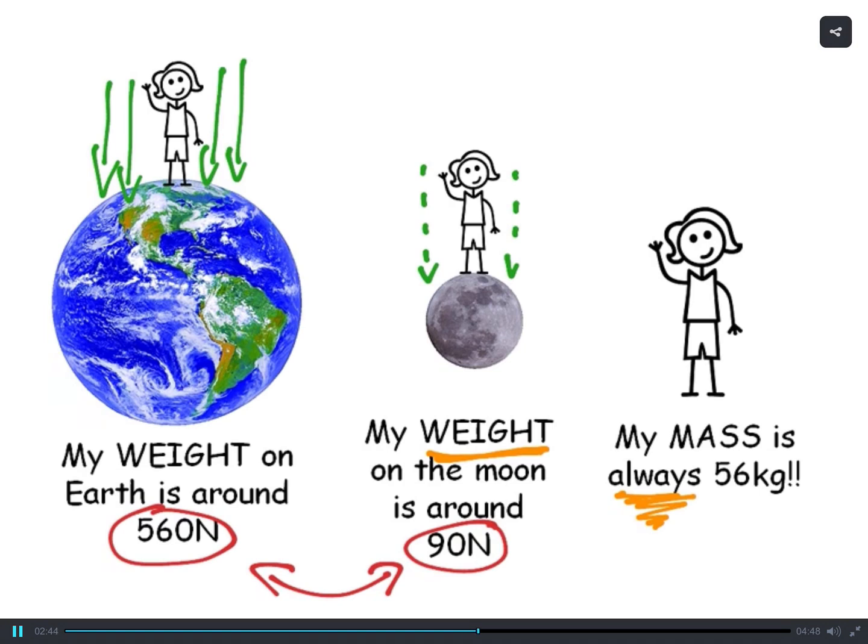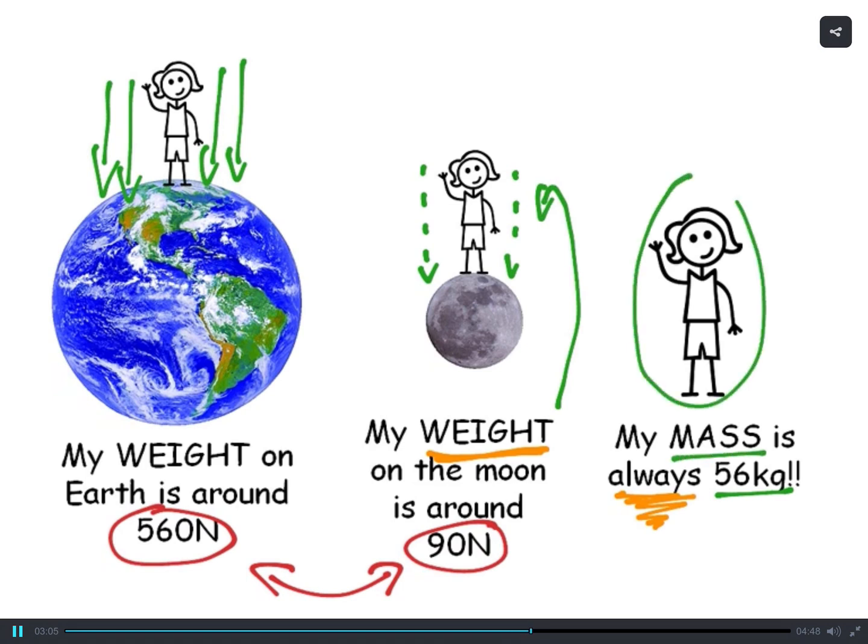So we weigh 560 newtons on Earth, but we might only weigh 90 newtons on the moon. But your mass would still be 56 kilograms. There's still the same amount of you. It doesn't change. So weight is by how much force there is getting pushed down. Your mass is how much of you there is. Weight is the measure of how hard gravity pushes you down, and mass is the measure of the amount of matter or bits and pieces of you or an object there is.